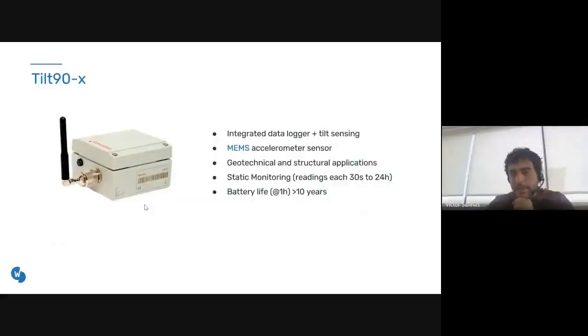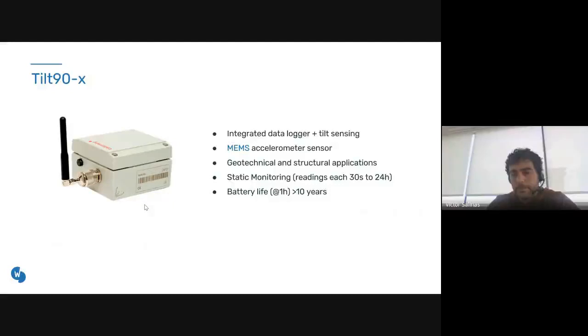Our tilt device that Àngela showed before, the Tilt 90X, is based on this technology. It is a 2-in-1 device because it contains the sensor itself, and also it is a data logger that is capable of transmitting data into the network. It's suitable for geotechnical and structural applications, and it is designed to perform static measurements, from 30 seconds to 1 day. You have this periodic sampling, and you are transmitting the results periodically through the network. With sampling, for example, each hour, this device can last for up to 10 years or more.